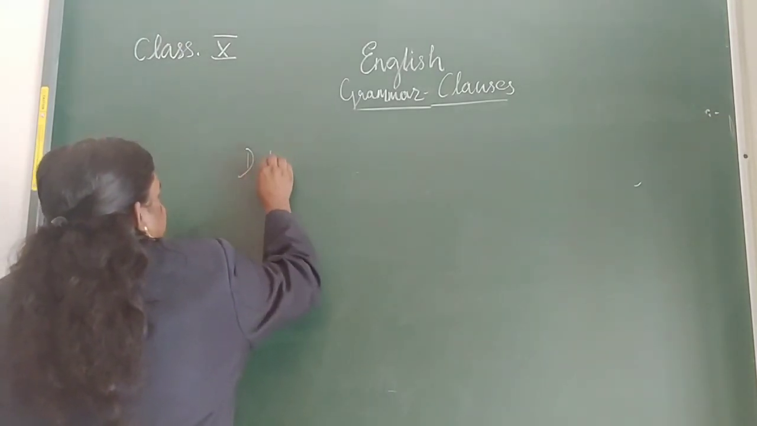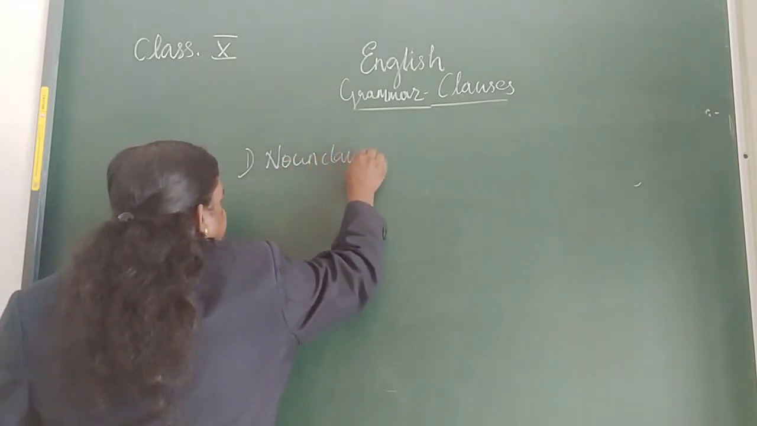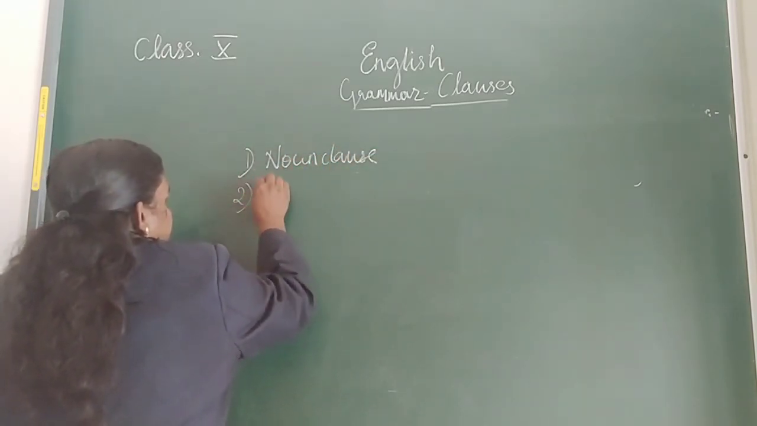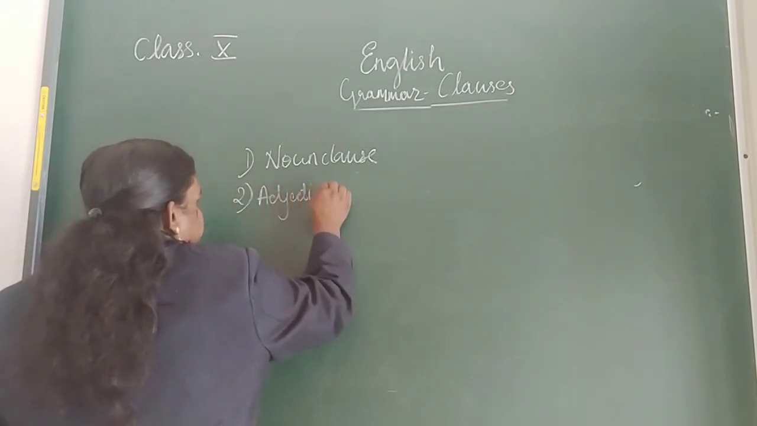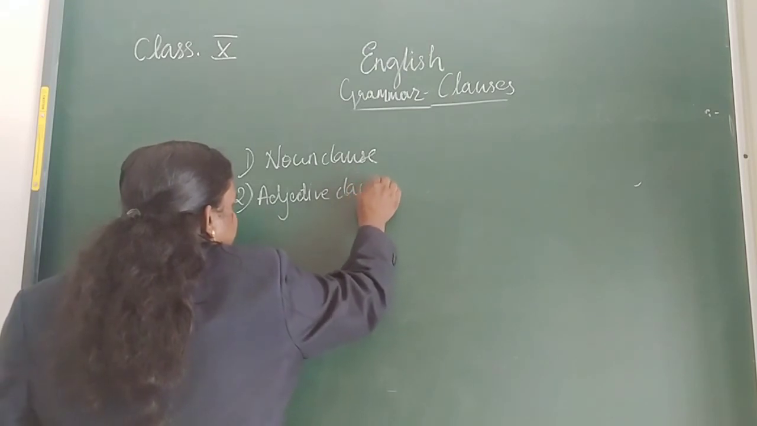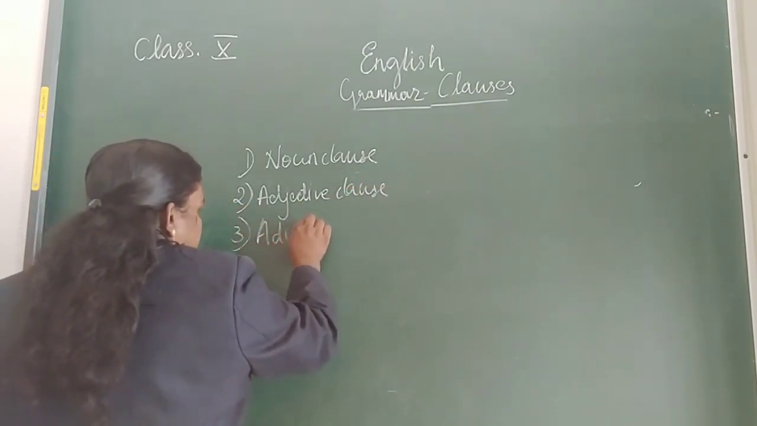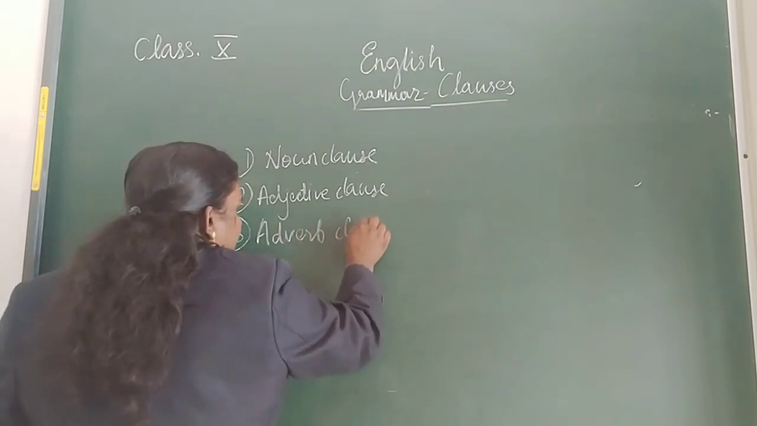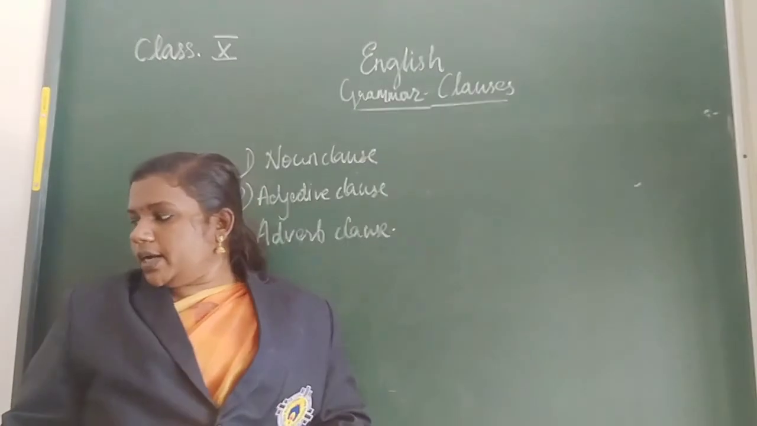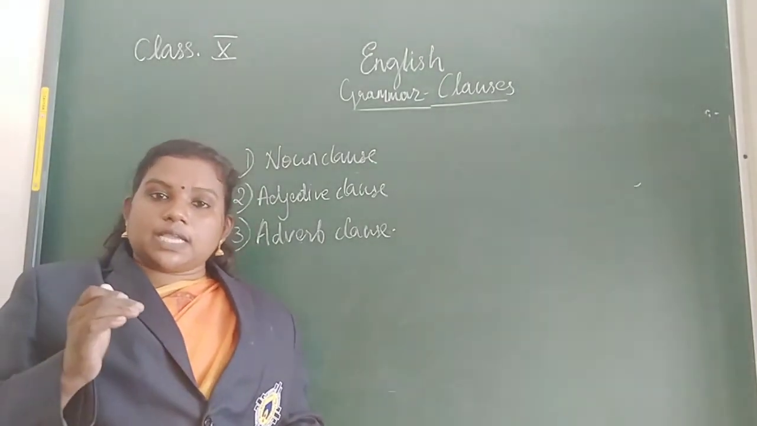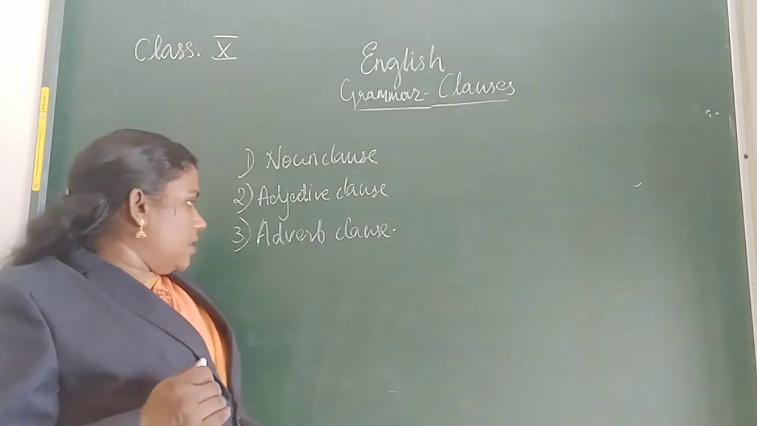First, noun clause. Second, adjective clause. Third one, adverb clause. So in parts of speech already you have learned what is noun, what is adjective, what is adverb.